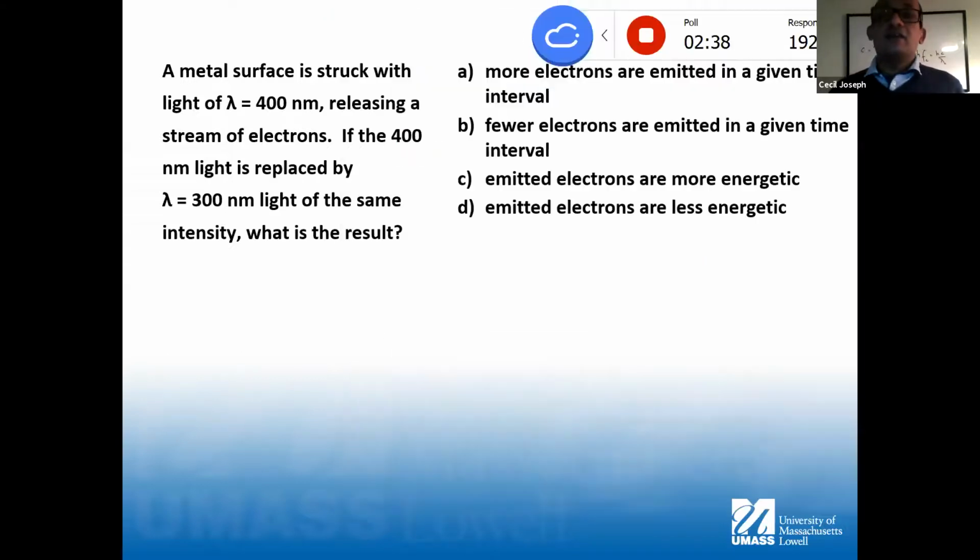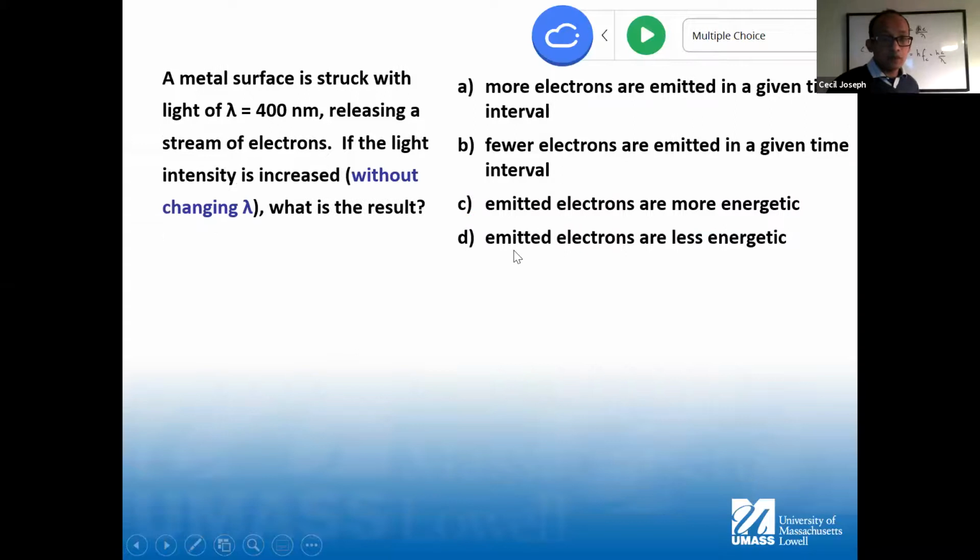Very good. The emitted electrons are more energetic. So the extra energy between the 300 nanometer photon and the 400 nanometer photon went into the energy of the emitted electron. Okay.